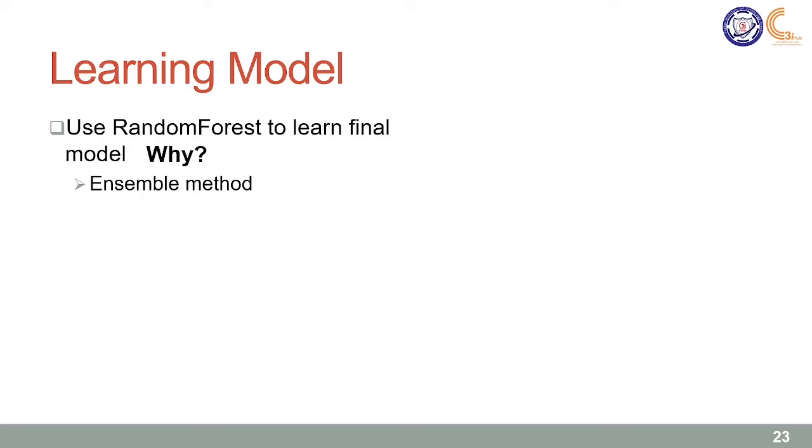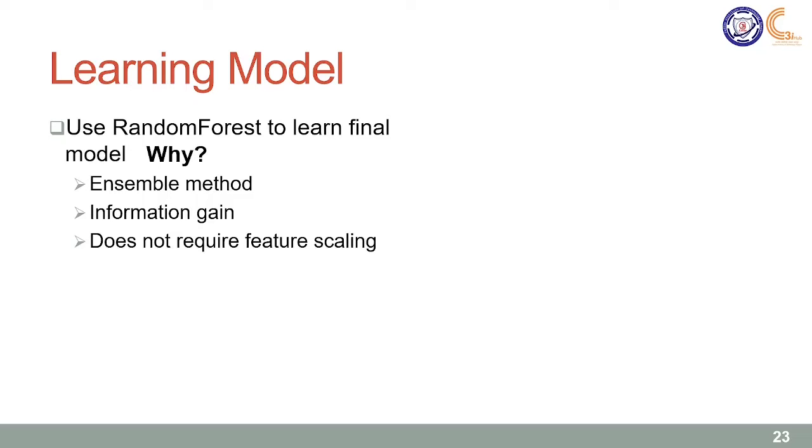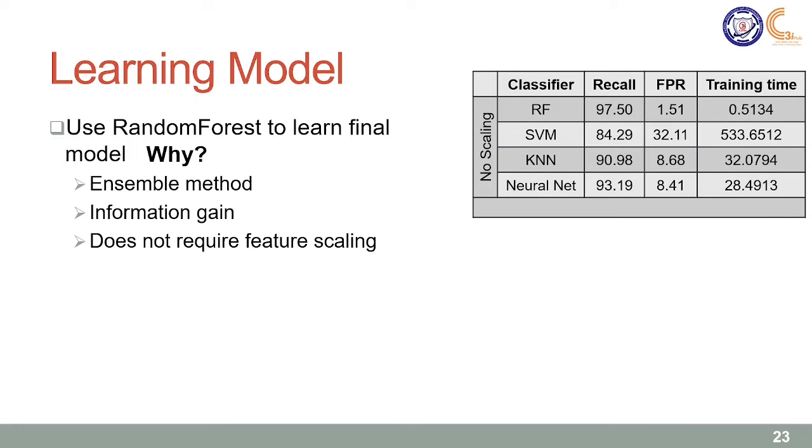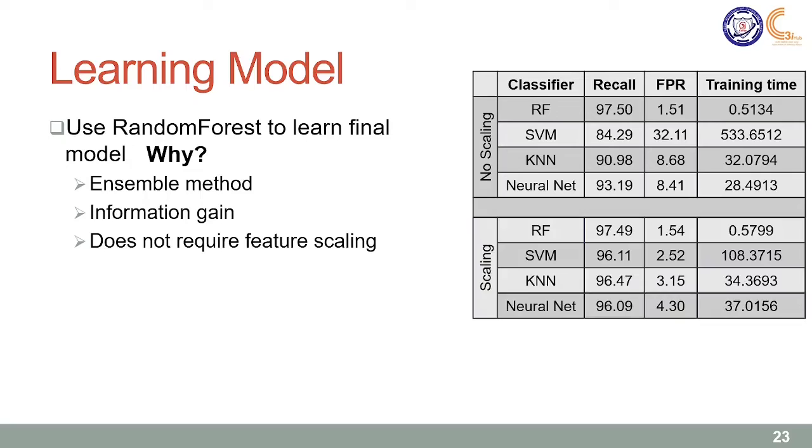The reason is it is an ensemble method. It works based on the information gain and does not require feature scaling. For example, see the result using multiple classifiers with and without feature scaling, and observe that the performance of the random forest model is not impacted by multi-scaled values.